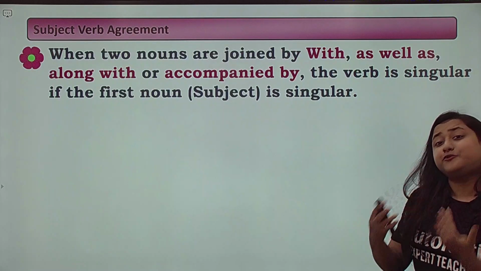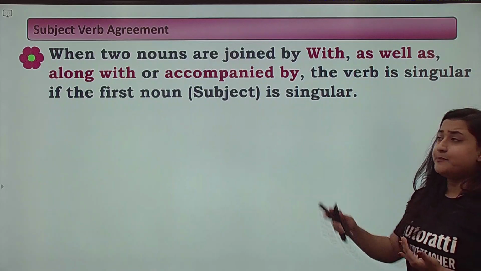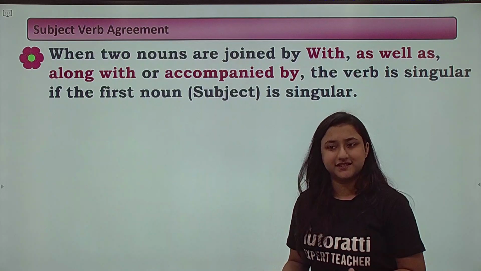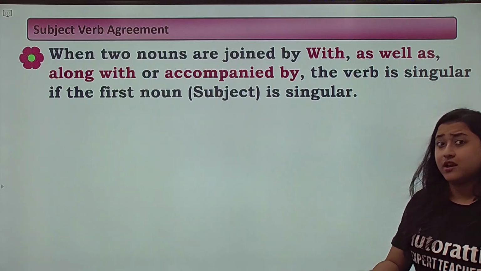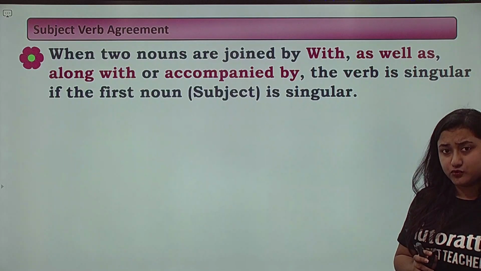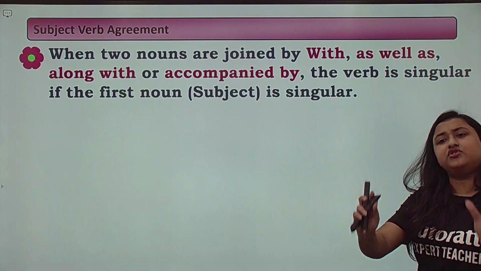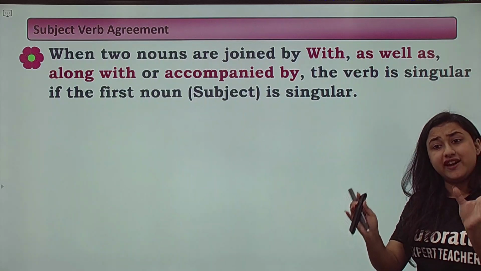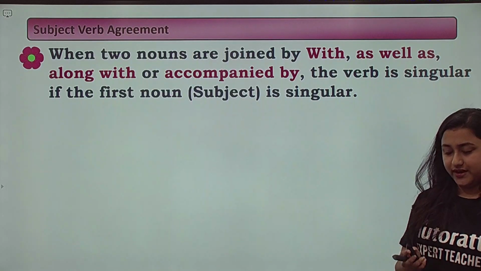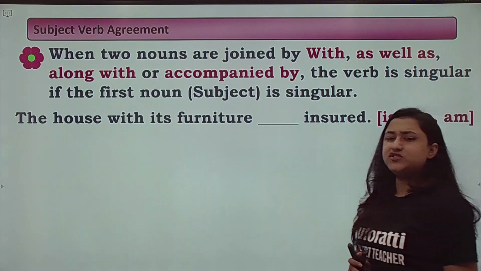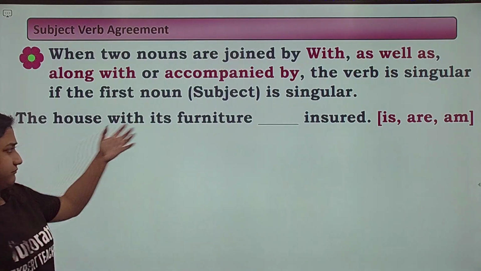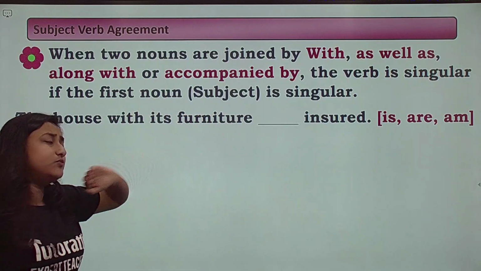Although in conceptual English, when you speak, and, with, as well as, along with, accompanied by, moreover, all these mean the same. Okay, it gives the same connotation, but in grammar it is distinctly different. Those two rules apply only to and. Now, if any two nouns are joined by with, as well as, along with, or accompanied by, then we will see what we need to do. For example, the house with its furniture dash insured. So definitely we can strike out am. Alright, am तो नहीं हो सकता. Now we will see what we can put.